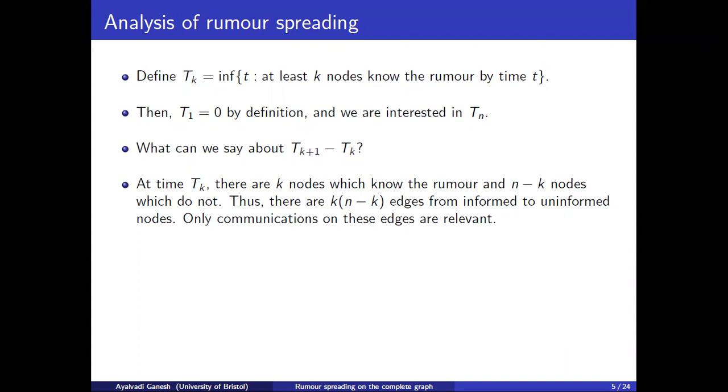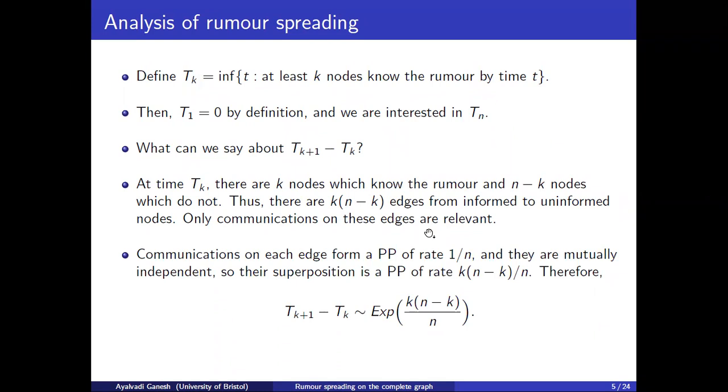So what we are interested in is the rate at which these communications happen. Well, to calculate that, we need to know how many edges there are from these informed vertices to these uninformed vertices. Now, this is the complete graph, so there's an edge between every pair of vertices. So there are k vertices here and n minus k in this set. So there are k times n minus k edges going from informed vertices to uninformed ones, right? It's just counting. And so it's only communications on these edges that matter.